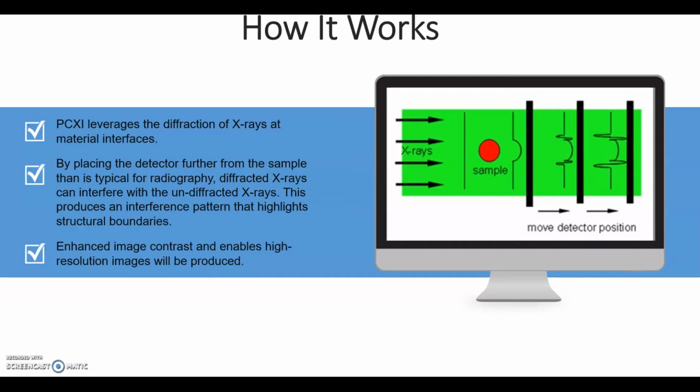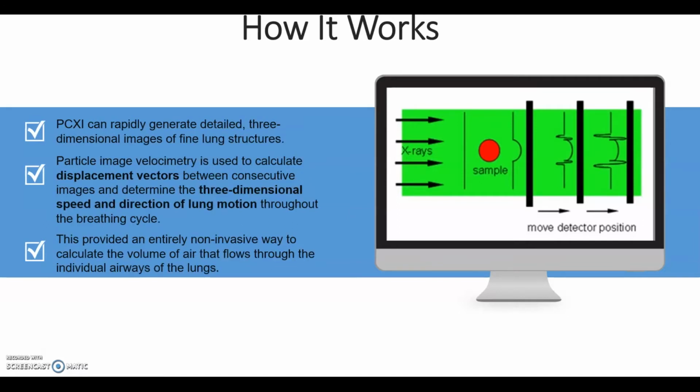PCXI, phase contrast X-ray imaging, leverages the diffraction of X-rays at material interfaces by placing the detector further from the sample than is typical for radiography. Diffracted X-rays can interfere with undiffracted X-rays. This produces an interference pattern that highlights structural boundaries. This enhances image contrast and enables a higher resolution image to be produced. PCXI can rapidly generate detailed three-dimensional images of fine lung structure.